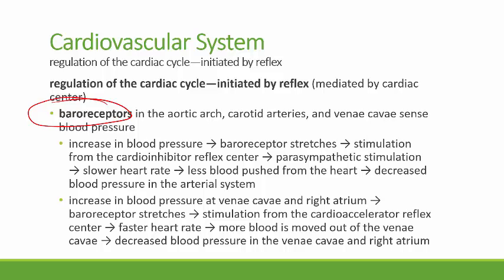So if there's an increase in blood pressure, then we see stretch at the baroreceptor, and this will lead to stimulation from the cardio-inhibitor reflex center. As a result, we increase parasympathetic stimulation, which slows heart rate, causing less blood to be pushed from the heart. And if you're pushing out less blood, that will have the functional effect of reducing blood pressure. Imagine turning your faucet toward off. That would be the idea. You're pushing out less fluid, and as a result, there's less pressure in the system.